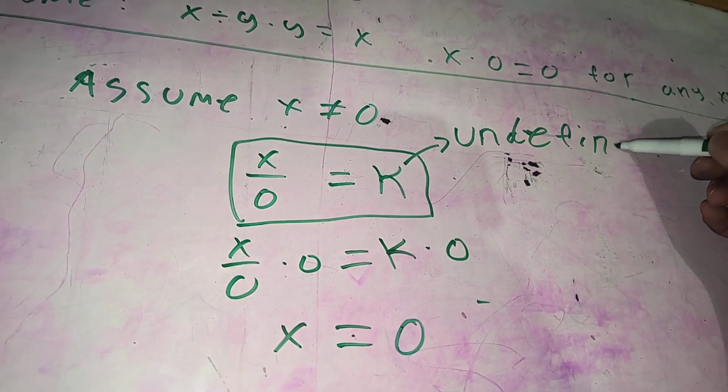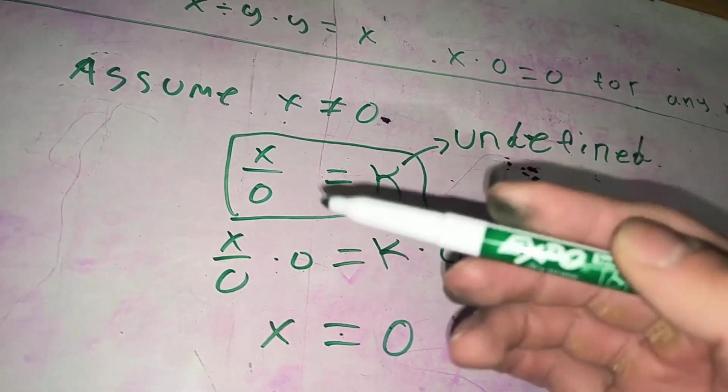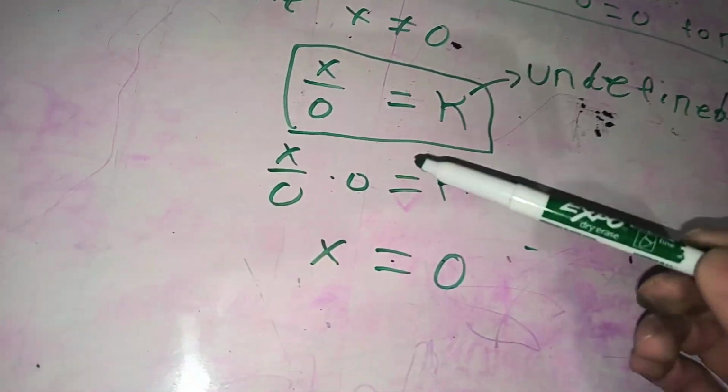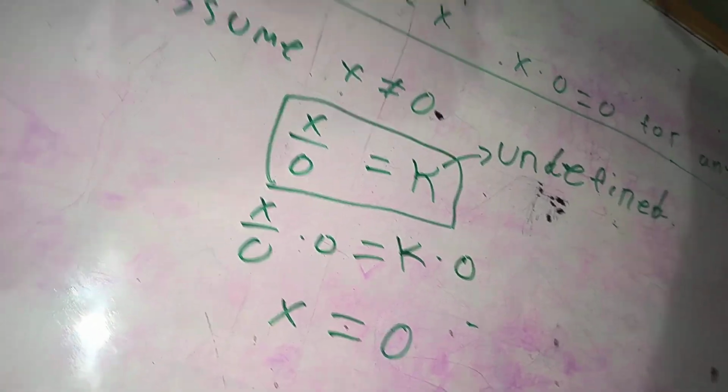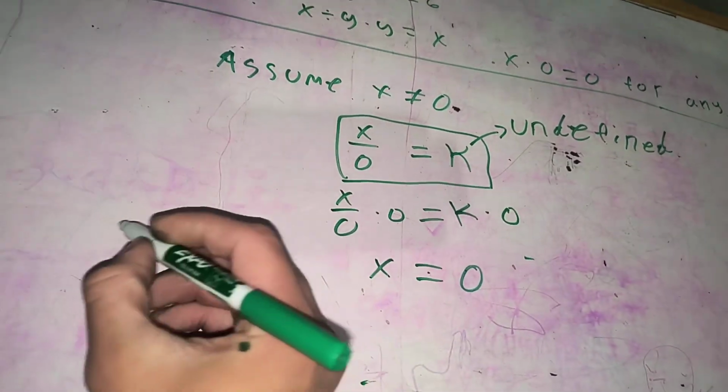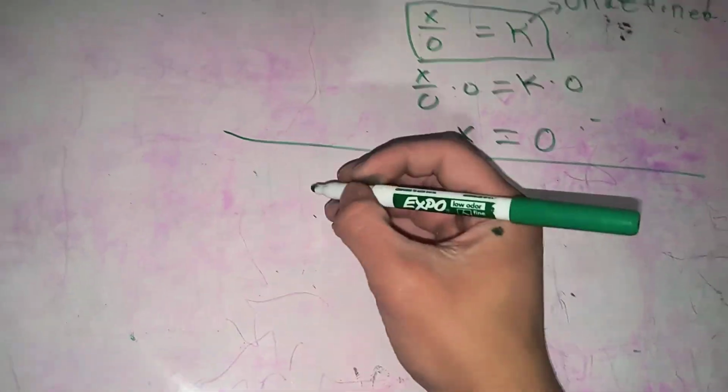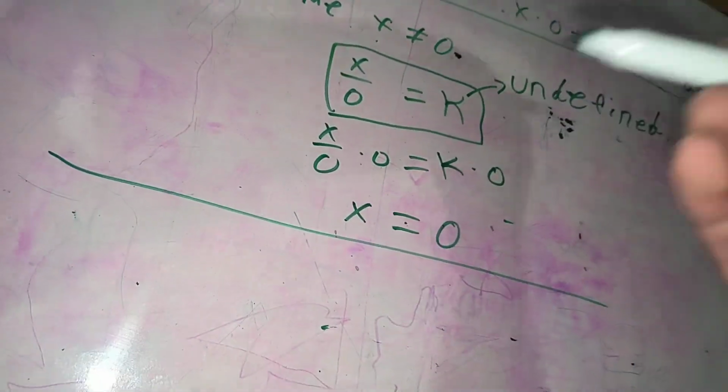Whenever we tried to solve for k, we got a number that is x, but x can't be 0, so k is undefined.